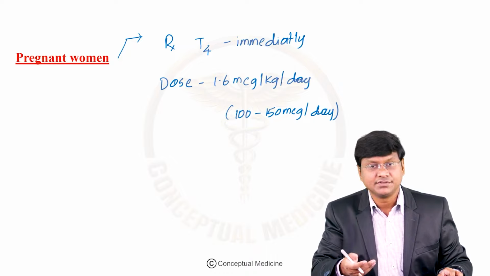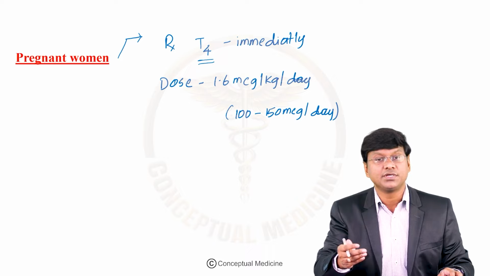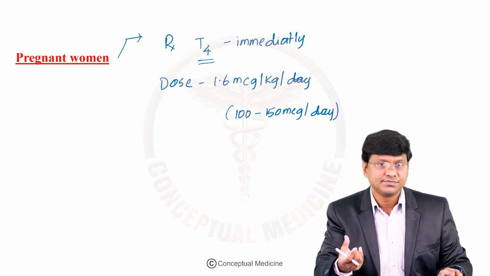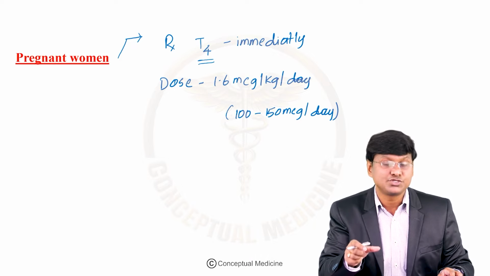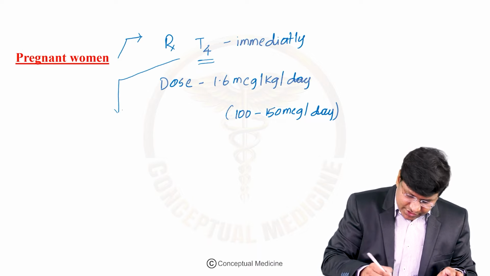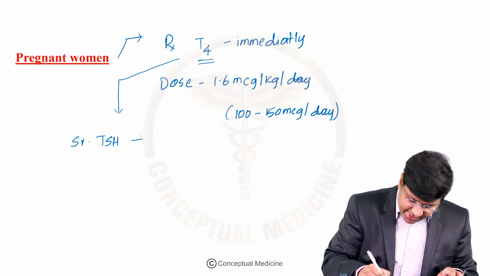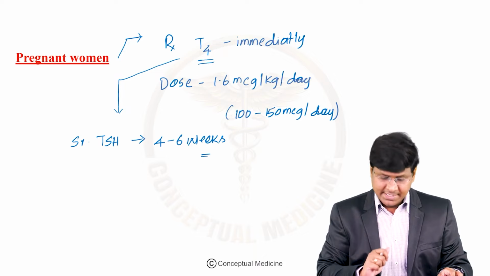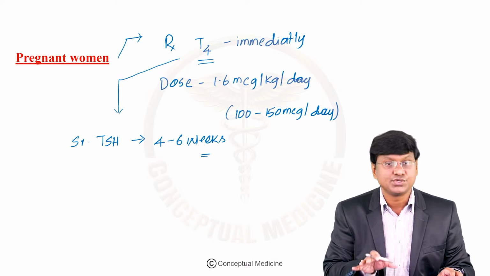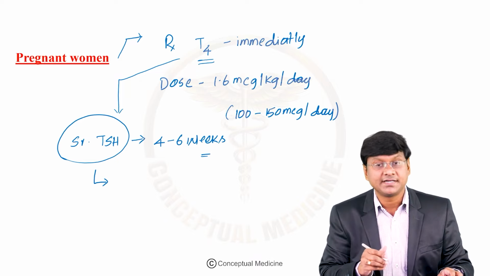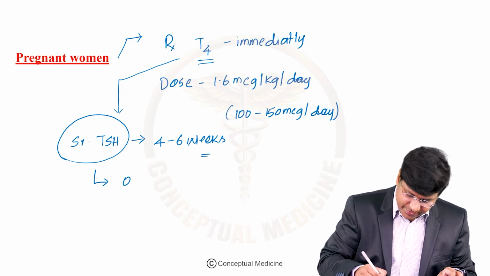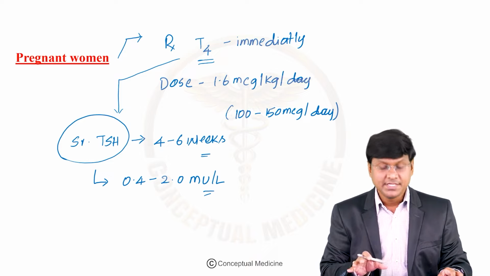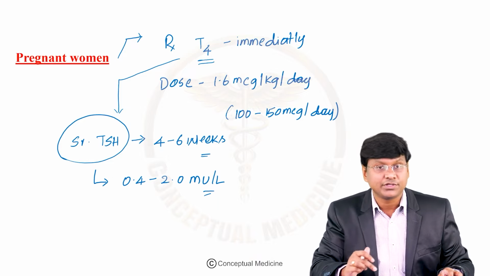Now, for initial titration, the levothyroxine dosage may be increased according to the clinical response, and also based on the serum TSH. This serum TSH has to be measured every 4 to 6 weeks. So once you start levothyroxine, the serum TSH in pregnancy has to be monitored every 4 to 6 weeks. What should be the target TSH value? That should be around 0.4 to 2 milliunits per liter. That should be the target of your serum TSH whenever you are giving levothyroxine in a pregnant woman.